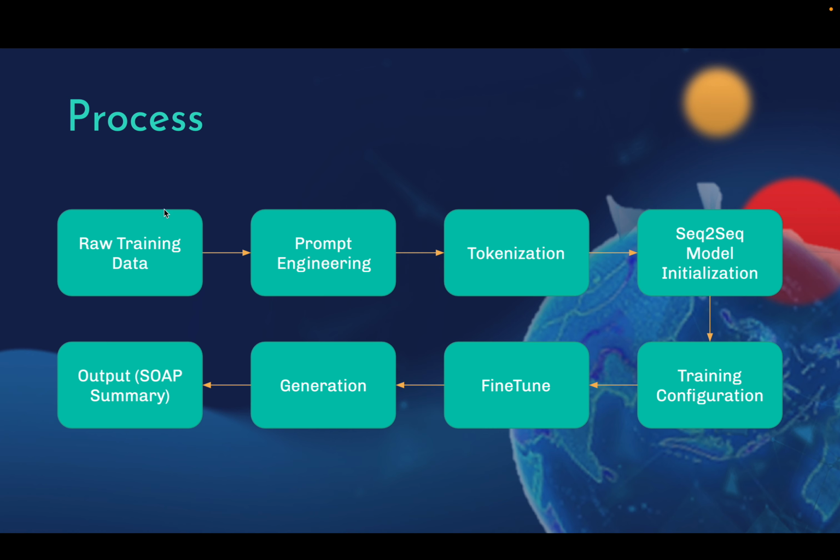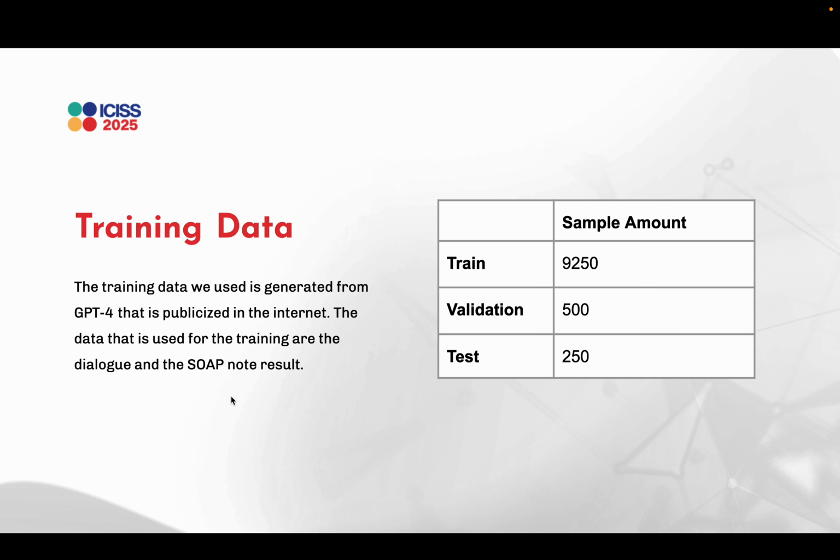So how do we obtain our raw training data? Now, for this project, our dataset was synthetically generated using ChatGPT-4, which is publicized on the internet. We created dialogues between doctors and patients, along with the corresponding SOAP notes from that conversation. This approach, we believe, allowed us to build a large dataset while also avoiding privacy issues that come with using real medical records. And in total, we generated about 10,000 samples, 9,000 of which were used for training, 500 for validation, and 250 for testing.